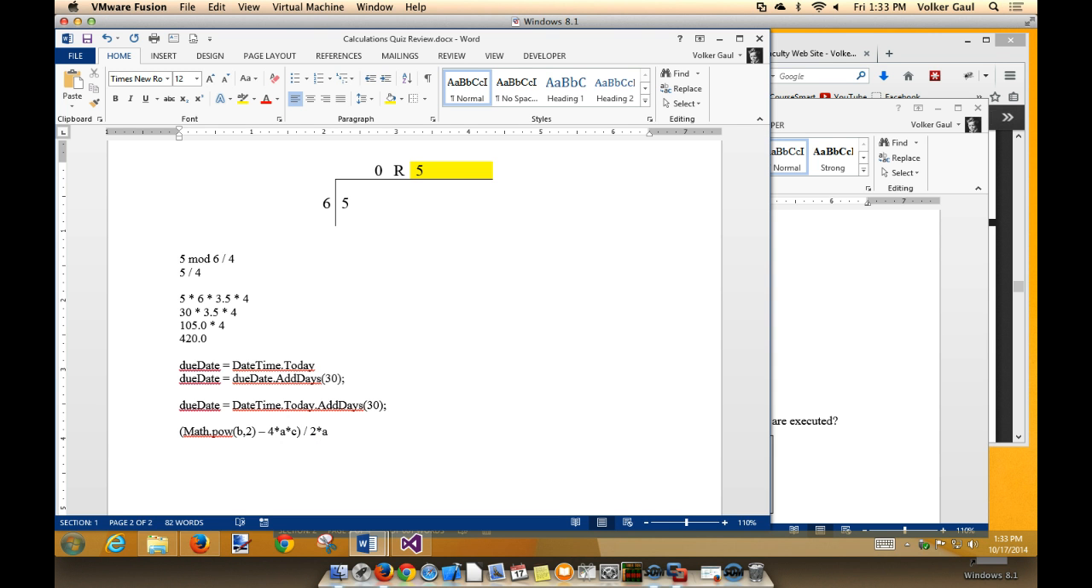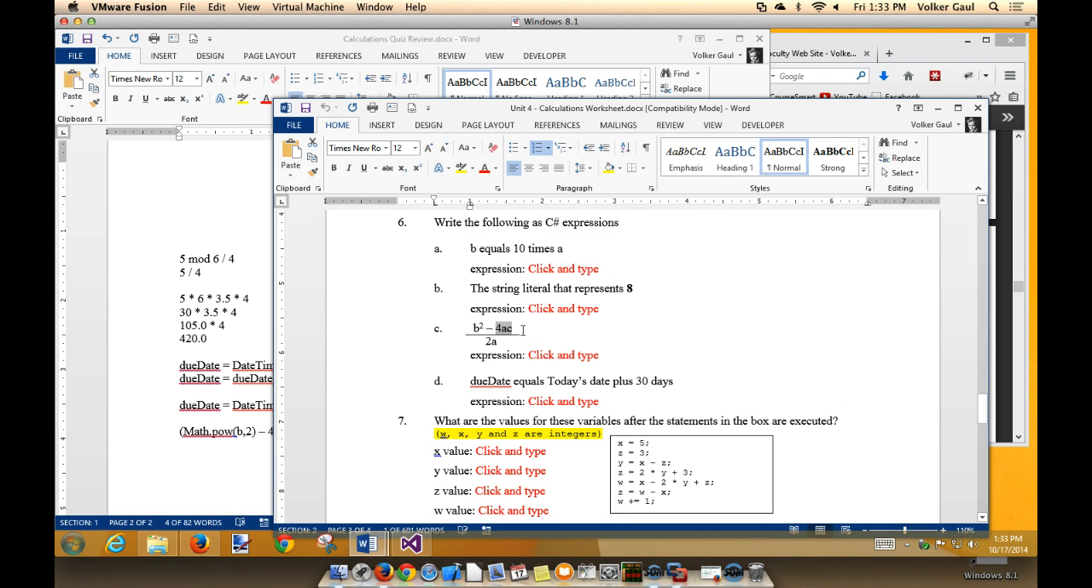Still not right. Because now what happens? Now it does this and it divides by 2. And then it multiplies by A. That's not the same. That's the same as putting the A out here. That's not the same. The A's underneath. It says multiply these first and then divide it into that. So this one's a tricky one.